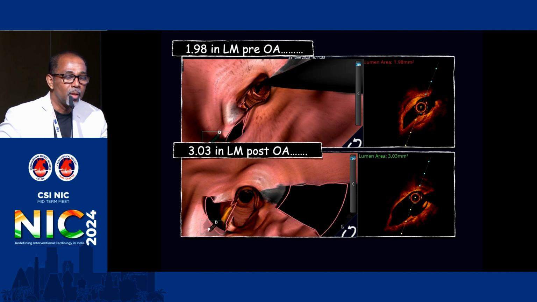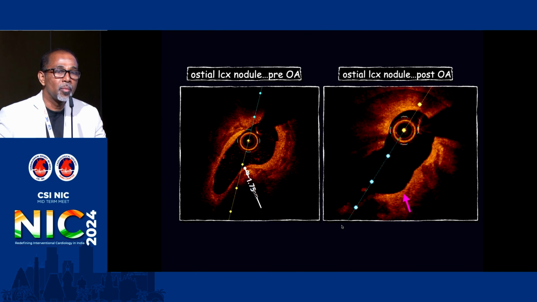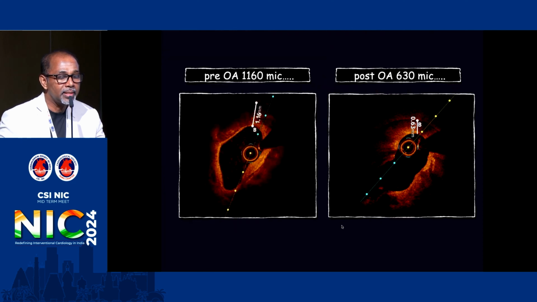So these are the images pre and post procedure of the left main bifurcation. Pre-procedure, the left main bifurcation area was less than 2 millimeter square. However, after orbital atherectomy, it became 3.3 millimeter square. And at the circumflex ostium, you could see that following the orbital atherectomy, the nodule has been totally shaved off. The second image shows you that the nodule has been shaved off.